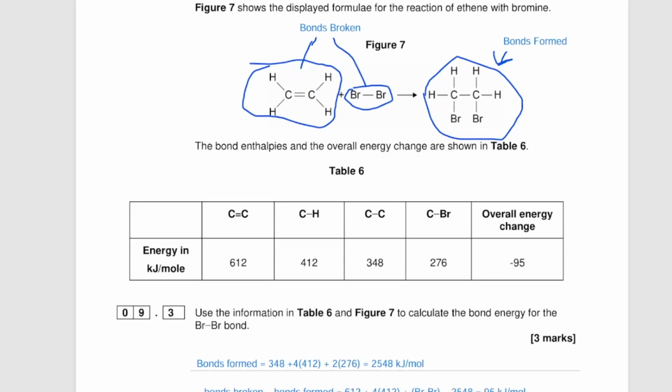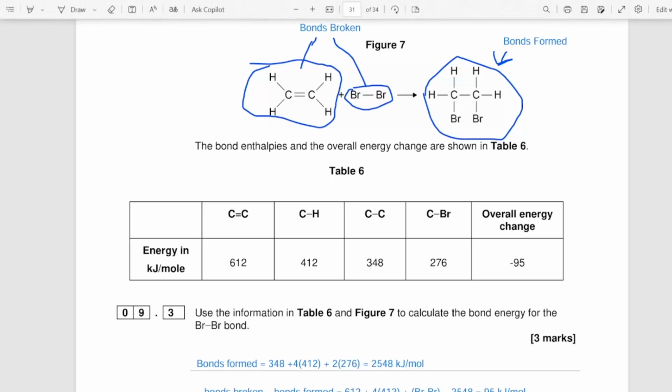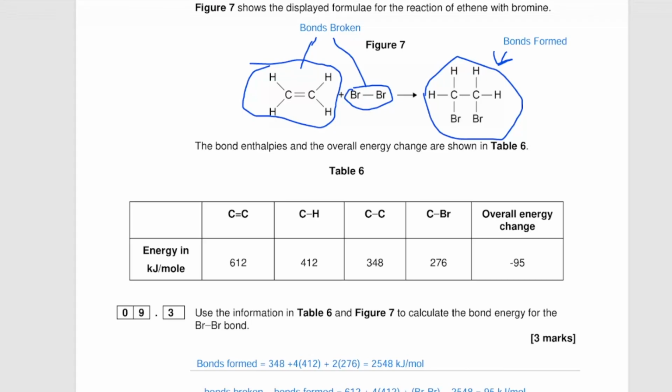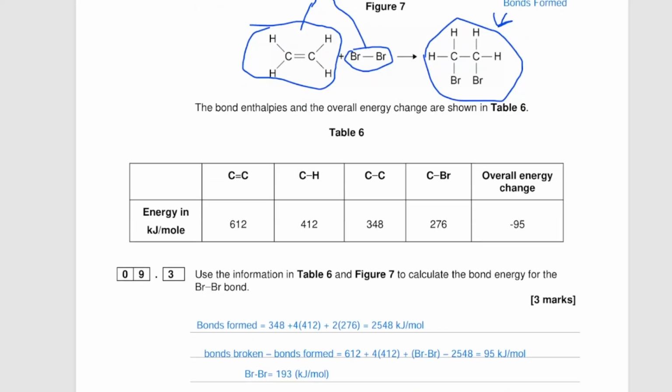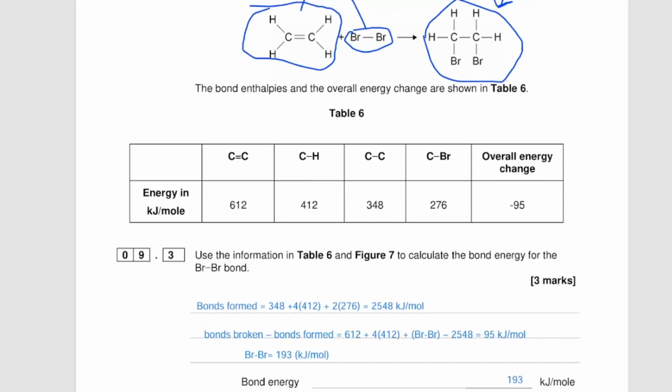So firstly, we calculate the bonds formed, which is 2,548 kilojoules per mole. Then we do the bonds broken, which is all this, which is 612 plus 4 times 412 plus the Br-Br bond, minus the bonds formed, which is 95 kilojoules per mole. And then we can simply rearrange to get the Br-Br bond, which is 193 kilojoules per mole.